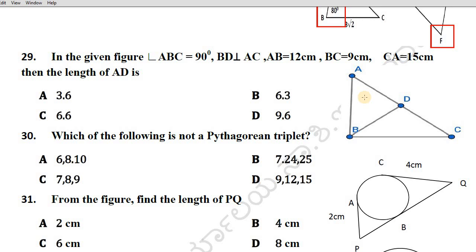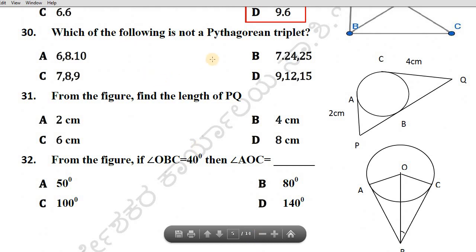See, you wanted to take triangle ABC and triangle ADB. These two triangles are similar. Next, you wanted to take the ratio. I'm telling you in a slow manner. AB by AD is equal to AC by AB. This ratio you wanted to take. Let's substitute the values and find the value of AD. So that gives 9.6. So option D is right for this one.